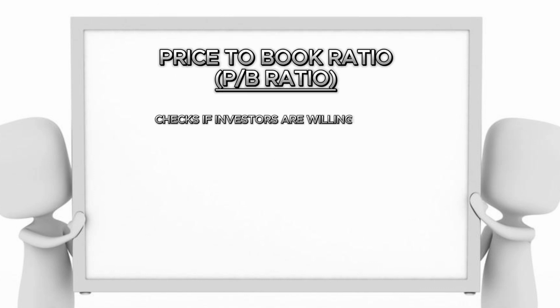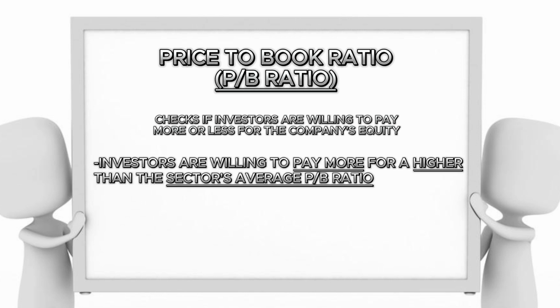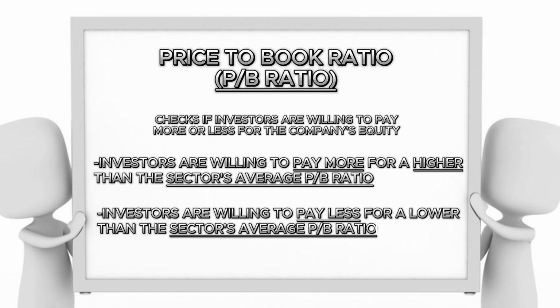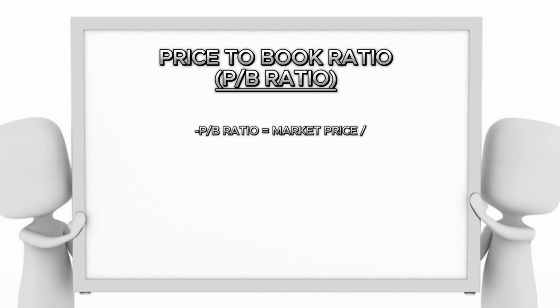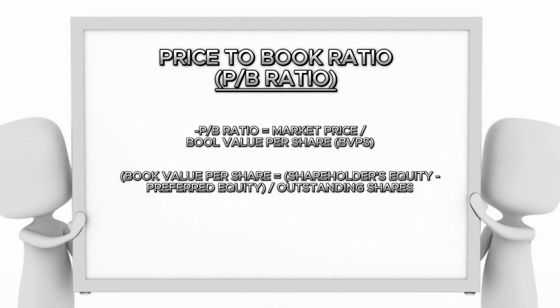This ratio compares a company's market value to its book value, giving a sense of whether the stock is undervalued or overvalued. Again, it's the same idea of PE ratio or the PS ratio. A price-to-book ratio that is higher than the sector average suggests that investors are willing to pay more for the company's equity, and so on. The calculation is price-to-book ratio equals market price divided by book value per share. The book value per share is calculated as follows. We divide the total shareholders' equity minus the preferred equity by the outstanding shares.